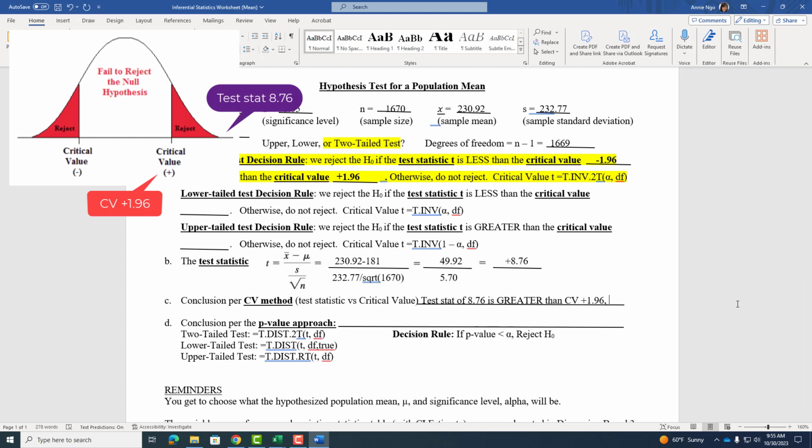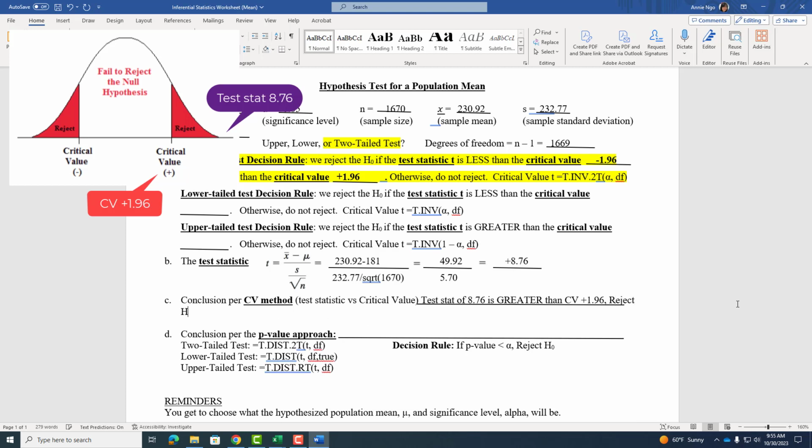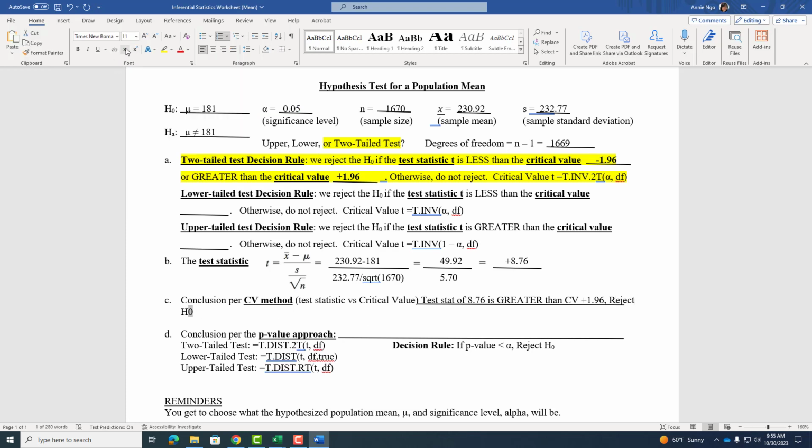If I imagine the curve, I'm in the rejection region. I will reject the null. And if you want to, make the subscript, that's the little button right there. So yep, we're going to go ahead and reject the null.